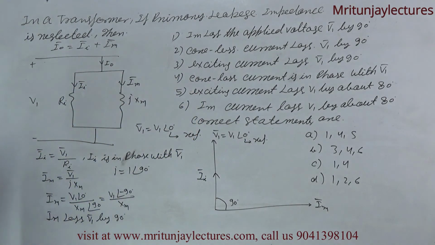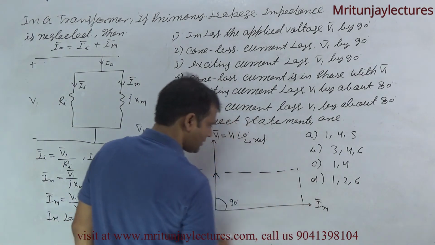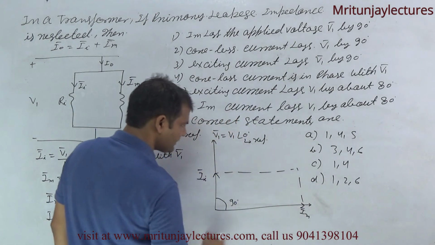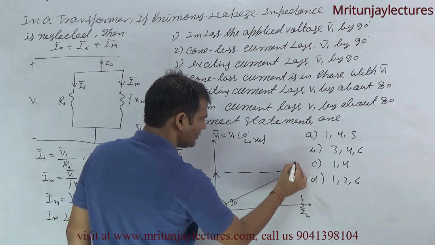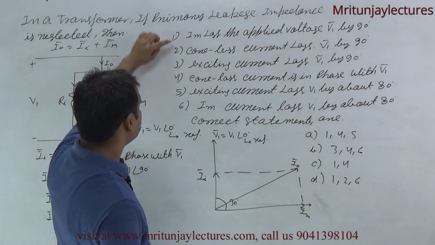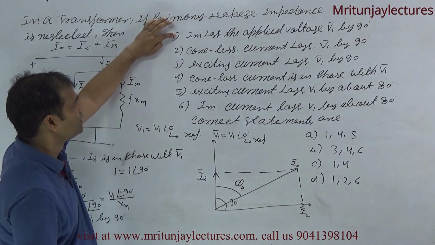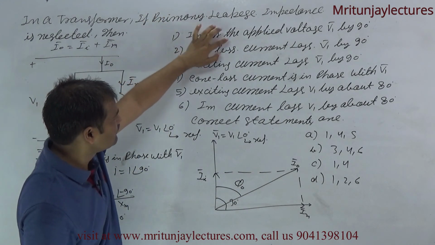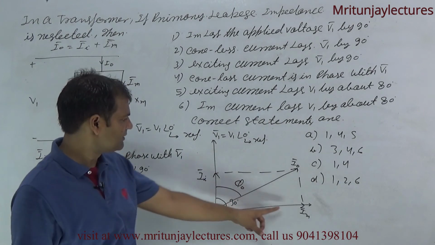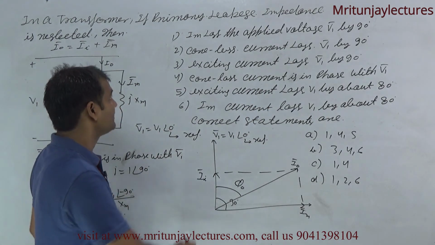Now what about I naught, the exciting current? If that is Im like this, and that is Ii, then the resultant is I naught, with angle phi naught. Now, which one is correct? Im, the magnetizing current, lags the applied voltage V1 by how much angle? 90 degrees. It is clear? A is the correct option.